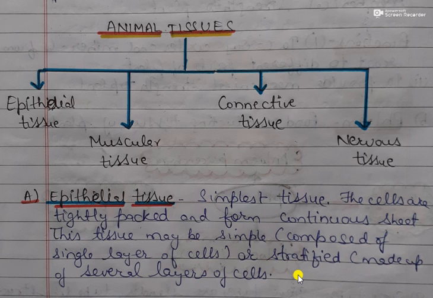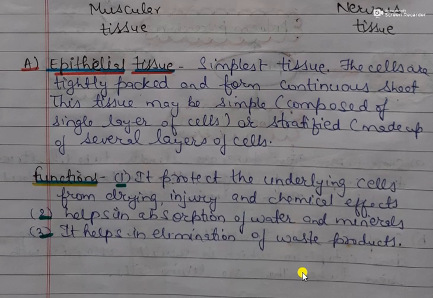If a single layer of cells is present, that epithelial tissue will be simple. If many layers of cells are present, then the epithelial tissue will be stratified. Now the functions of epithelial tissue. It protects the underlying cells from drying, injury and chemical effects. It helps in absorption of water and minerals, and it also helps in the elimination of waste. So the three functions of epithelial tissue are: protection, absorption of water and minerals, and elimination of waste products.